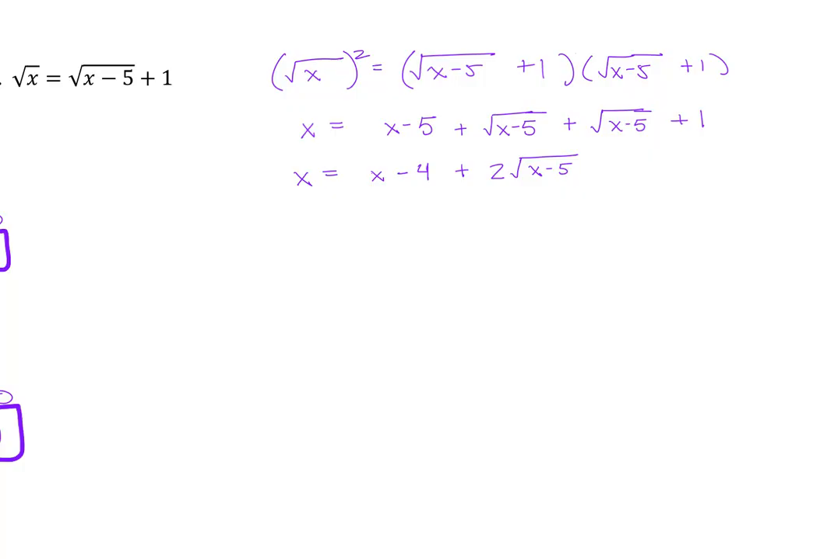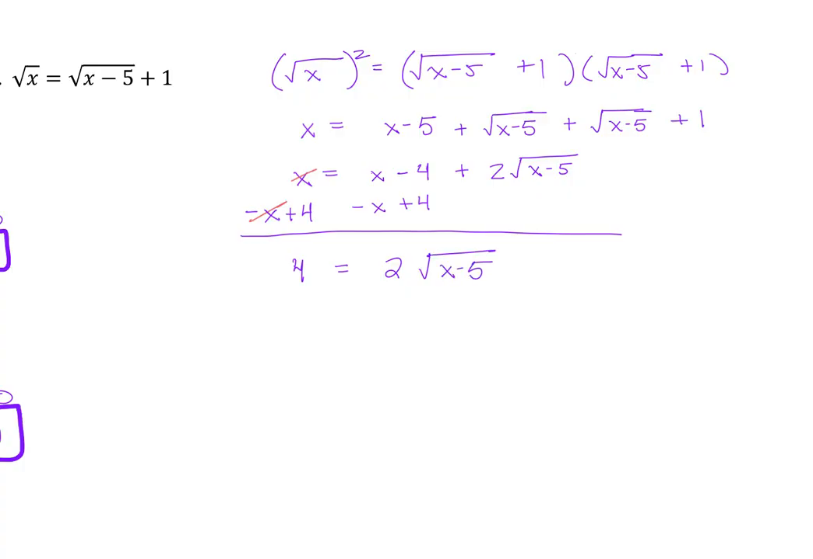All right, I'm going to go ahead and isolate my root again. So I'm going to go ahead and subtract x and add 4. When we do this, our x's cancel, and I am left with just 4 equals 2 square root of x minus 5.